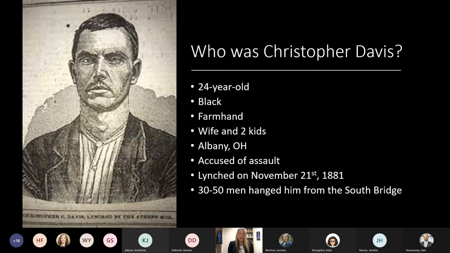Essentially, he was accused of assault of a white woman named Lucinda Lucky, whom he used to work for. And he was lynched on November 21st, 1881. As he awaited trial to present his defense against these charges, 30 to 50 men broke into the jail cell where he was being held, dragged him to the South Bridge, which is around where Baker Center is today on Ohio University's campus, and hanged him from the bridge.